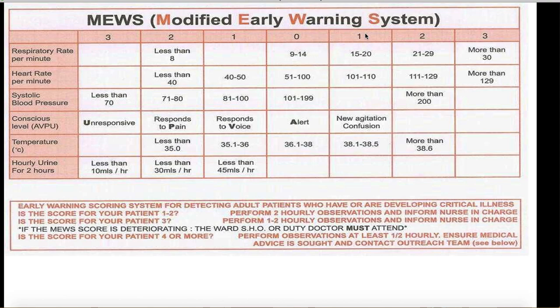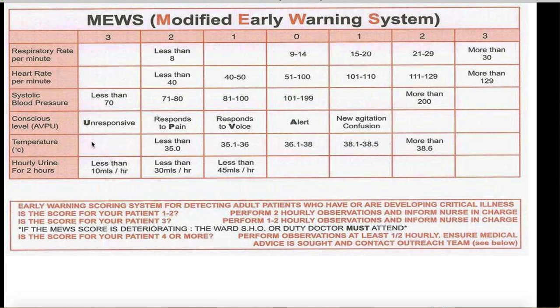If the respiratory rate is increased, 15 to 20, the score is 1. 21 to 29, the score is 2. If more than 30, then the score is 3. We label according to the rate of respirations. 9 to 14 is normal, that's 0. 15 to 20 is 1. 21 to 29 is 2. More than 30 is 3. Coming to the lower side, if it is less than 8, that is score 2.